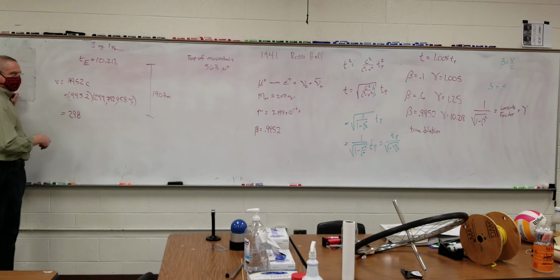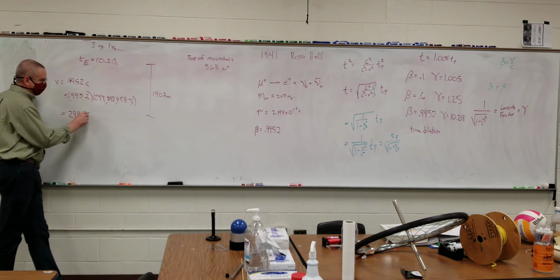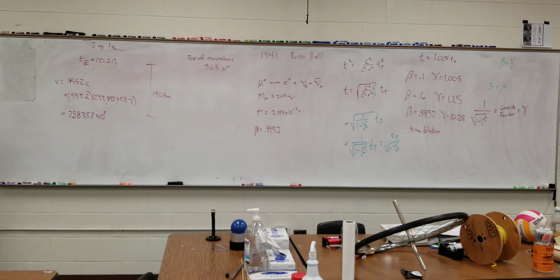Let's give me some more decimal places than that. 2.98353 times 10 to the positive 8. Or do you want more decimals? That's probably sufficient for what we're doing here. All right, so a little more than 298 million meters a second.